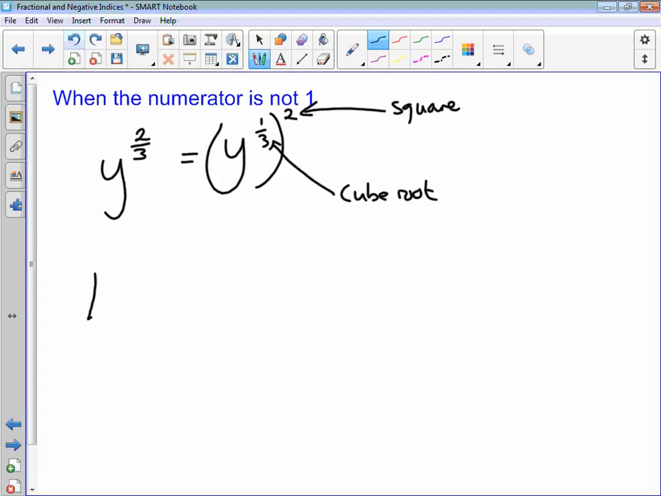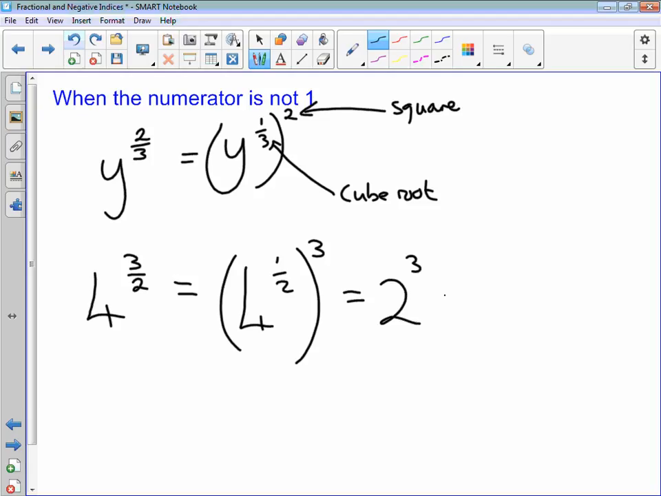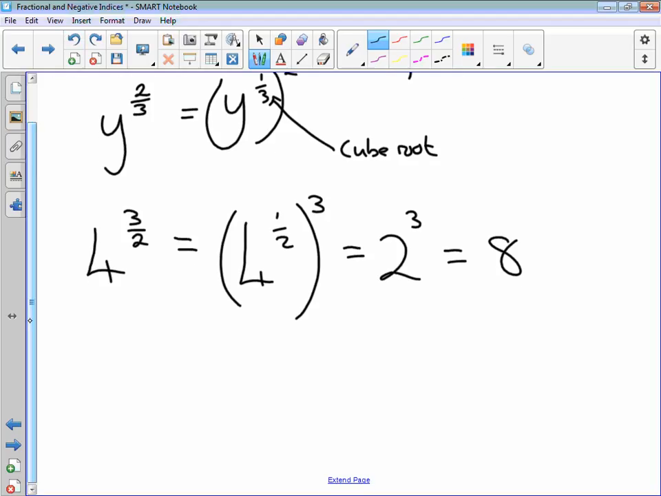So if we take 4 to the power of 3 over 2, we can either cube 4 and then square root the answer, or we can square root 4 and then cube the answer. Doesn't matter. So I know that the square root of 4 is 2, so I'm going to find the square root of 4, which is 2, and then cube it, and 2 cubed is 8. So it's worked out very straightforwardly. It will also give you the same answer if you were to cube it and then square root it.